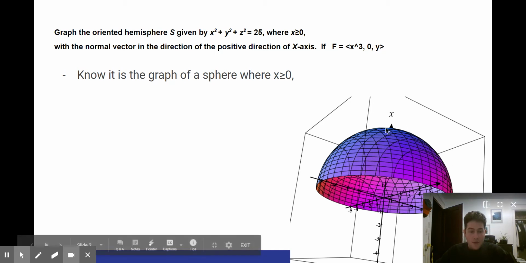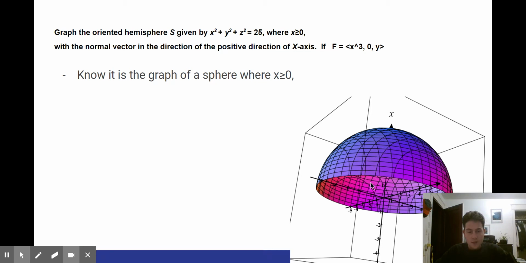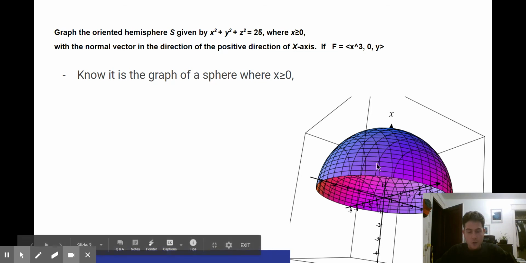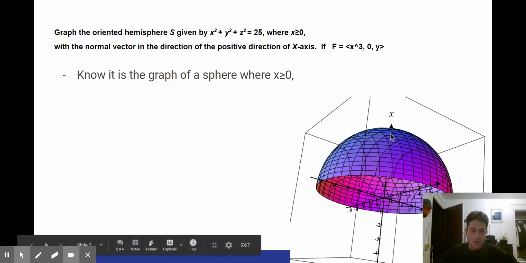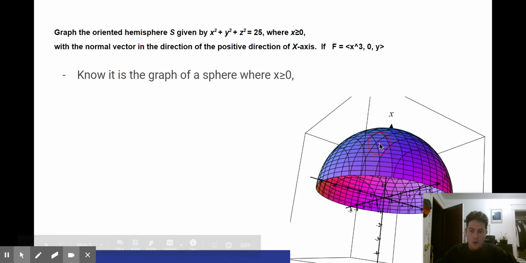So the graph of that sphere looks like what we have here. And you can see that the circular region is in the YZ plane. It looks like it's cut out of a sphere here, and it goes up in the x-axis direction. You can see the normal vector there as well.